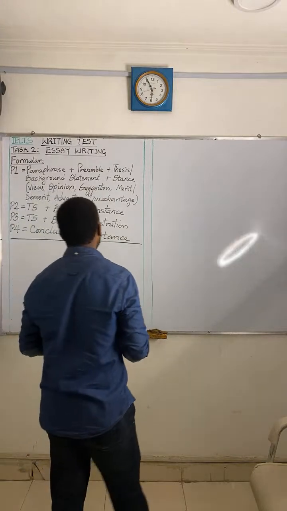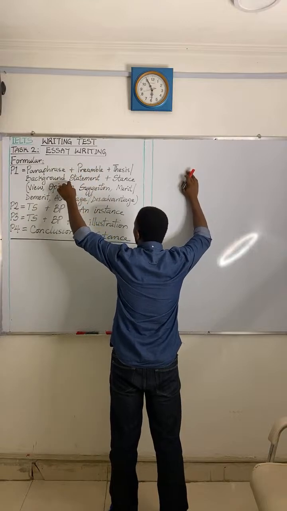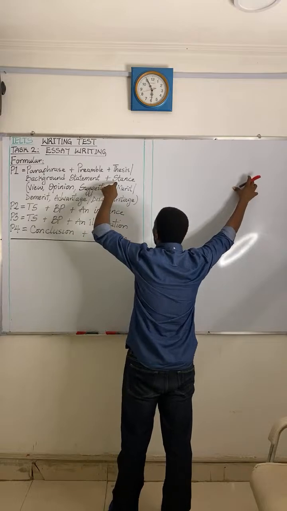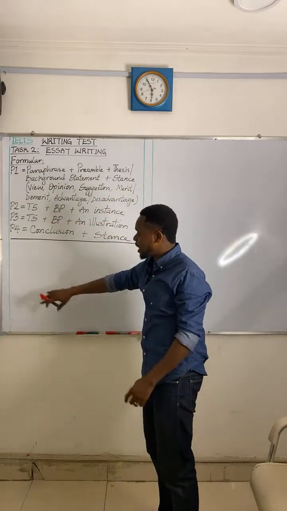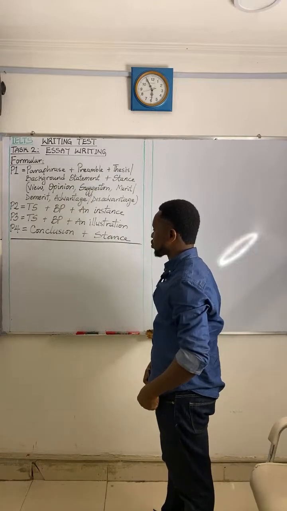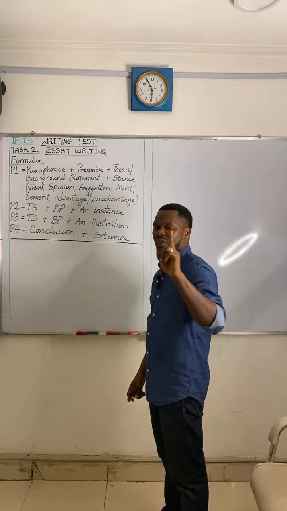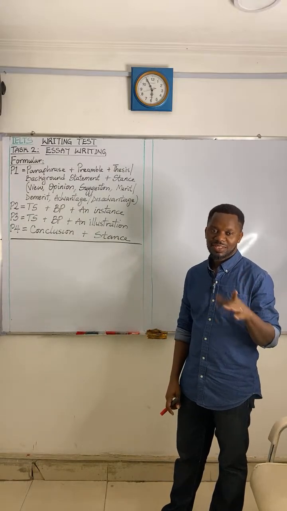Now, once you have established your thesis or background statement, which ends with semicolon, you then bring in your stance, which is the opinion you have written clearly on the question paper as rough work. And at this point, you are done with paragraph 1. Madam, do you understand this?